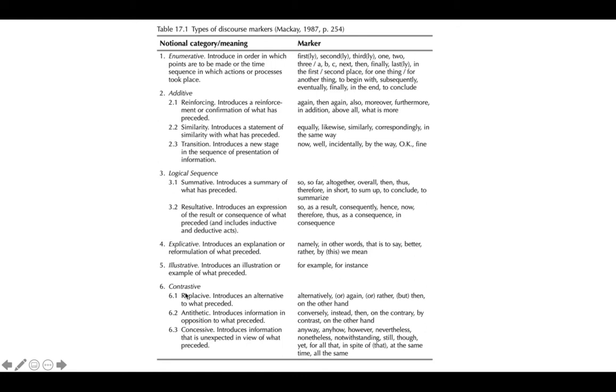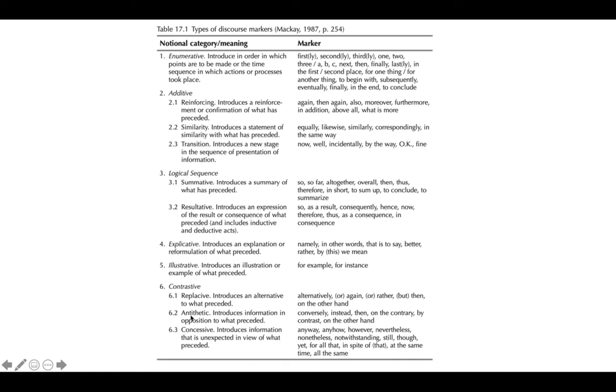And then contrastive, and then replacive, introducing an alternative to what preceded. So this is how you do it. This is really intermediate and advanced, and it's good to teach your learners so that they really become fluent, and when they go to the university they are really advanced. All right. Antithetic, introducing information in opposition to what had preceded. All right, so that's what we have. Concessive, introducing information that is unexpected in view of what had preceded. So that's what you say.